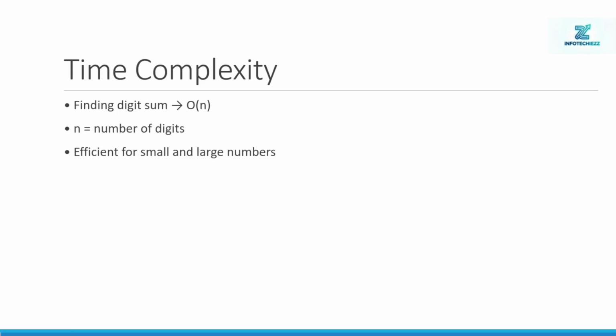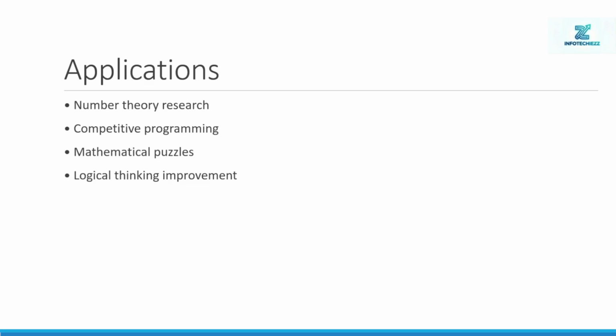So here is our time complexity. To find the sum of digits, we use O(1) space, O(n). The loop runs based on the number of digits, right? If a number has d digits, then the loop runs d times. So time complexity is O(d), or else we can tell O(n) also. So this is very efficient. This number is used in number theory research, competitive programming, and mathematical puzzles also. And it will improve your logical thinking also.